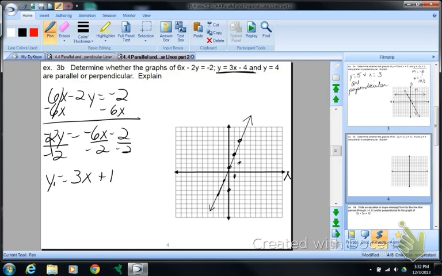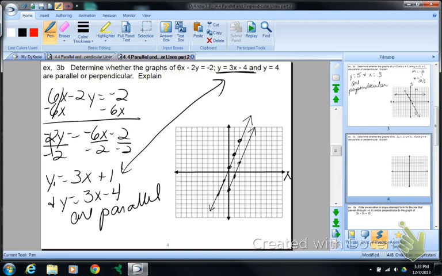I already know what's happening with these two lines. They are parallel. Do I even need to graph it to see that they're parallel? No. How do I know that they're parallel? They have the same slope. So y equals 3x plus 1 and y equals 3x minus 4 are parallel.